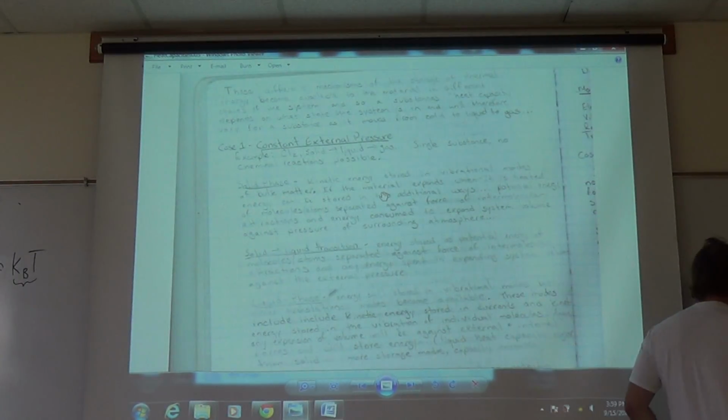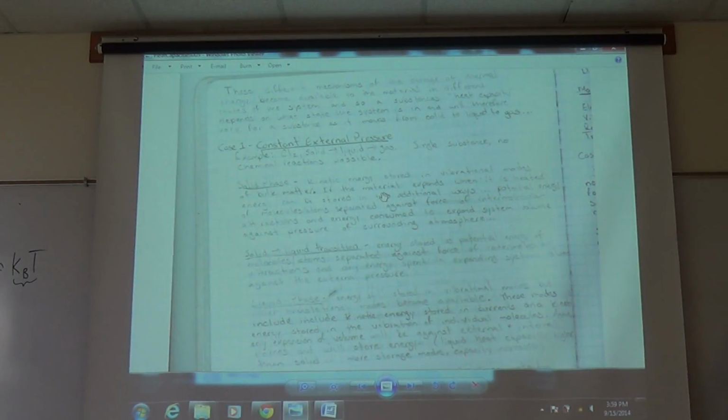So we'll draw this out. The tool that you're used to being taught, or that is used to teach this expansion work, is a piston, a gas in a chamber with a piston on top. So I'm going to draw that.